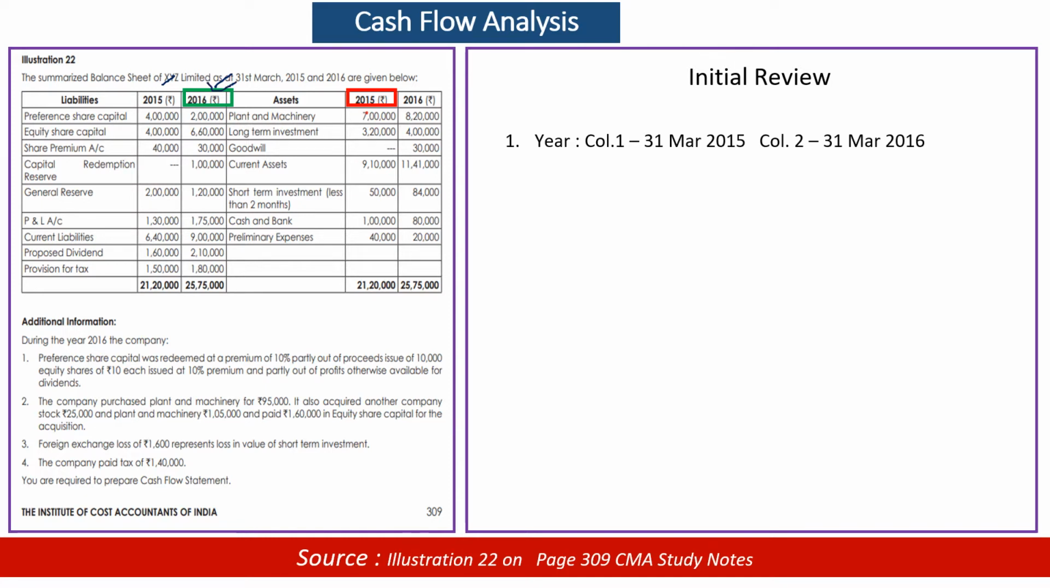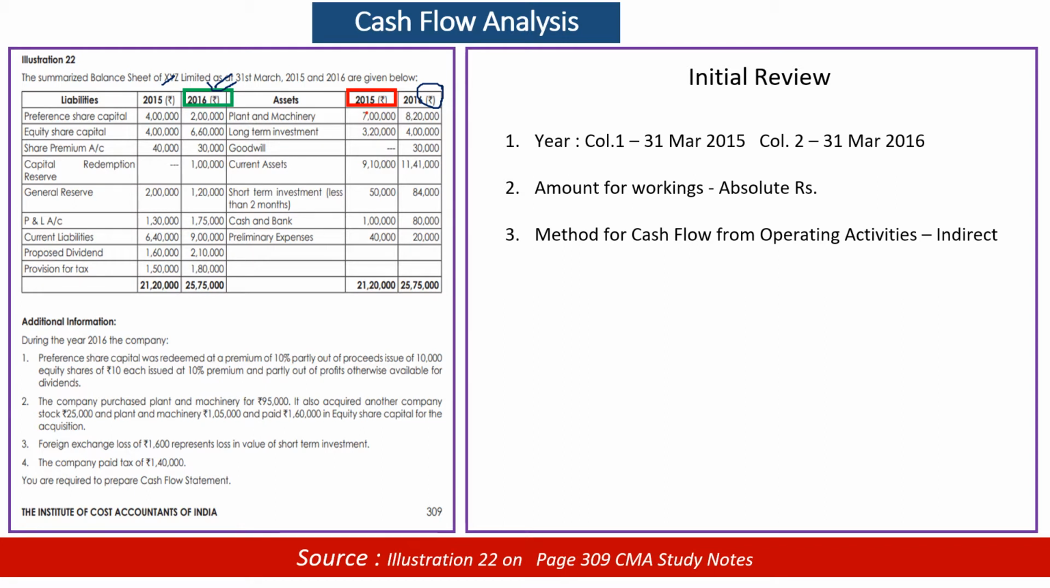Current year 2016 is the second column and 2015 is the first column. That is essential. Currency across is all rupees. There is no rounding off. Now, it just says you are required to prepare a cash flow statement. As we know, for operating activities, we have 2 methods, direct and indirect. When nothing is given specifically, it is always convenient and safe, and it is also expected, to have operating activities cash flow under indirect method.